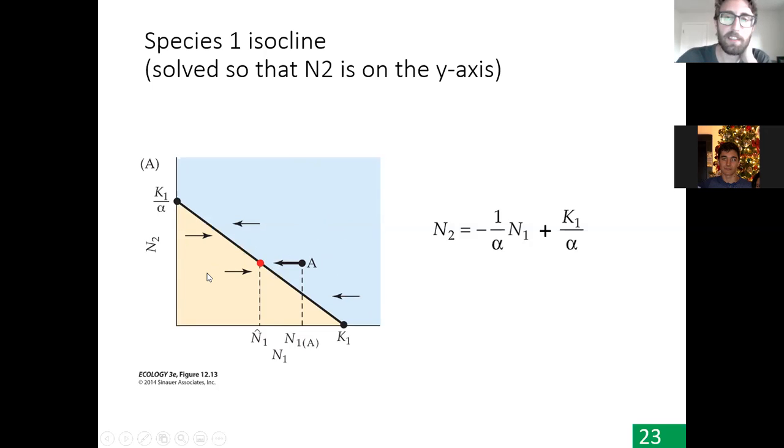In this pink section of the graph, the abundance of species 1 and species 2 is low enough that species 1 has a positive growth rate. And so it's going to increase, and that's shown with these arrows to the right. And so again, we predict that species 1 is going to shrink if it's in the blue area. It's going to grow if it's in the pink area.